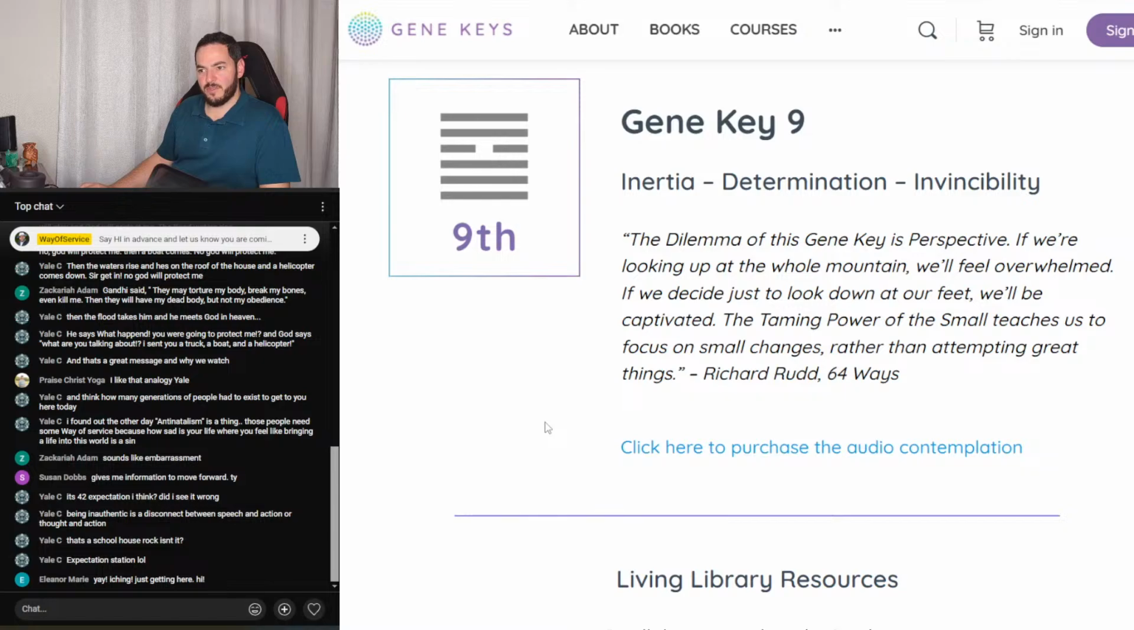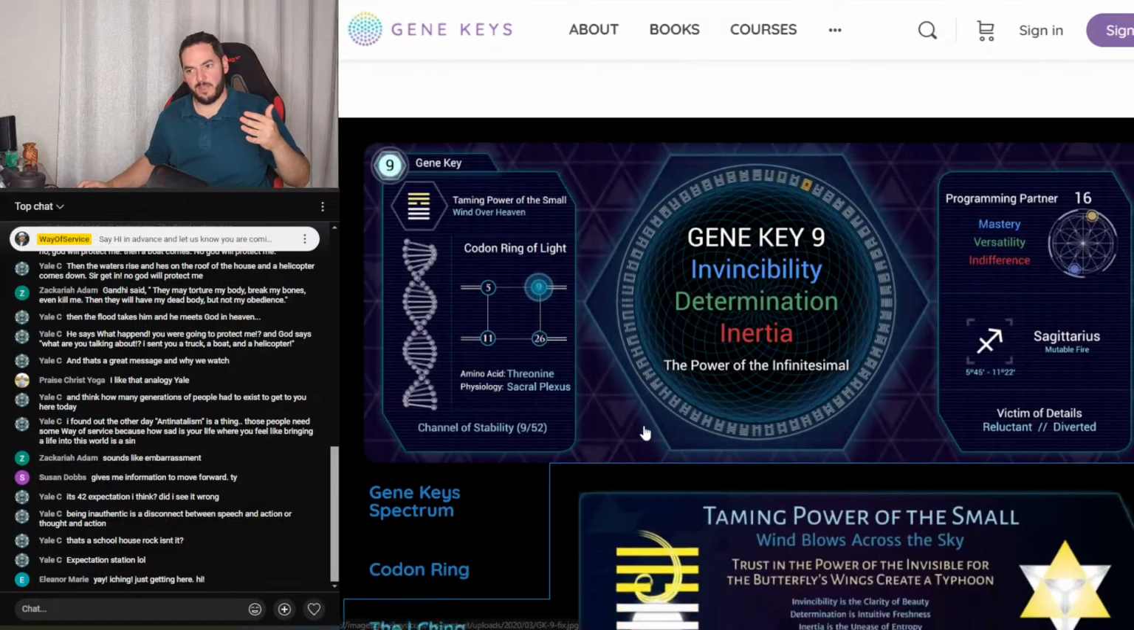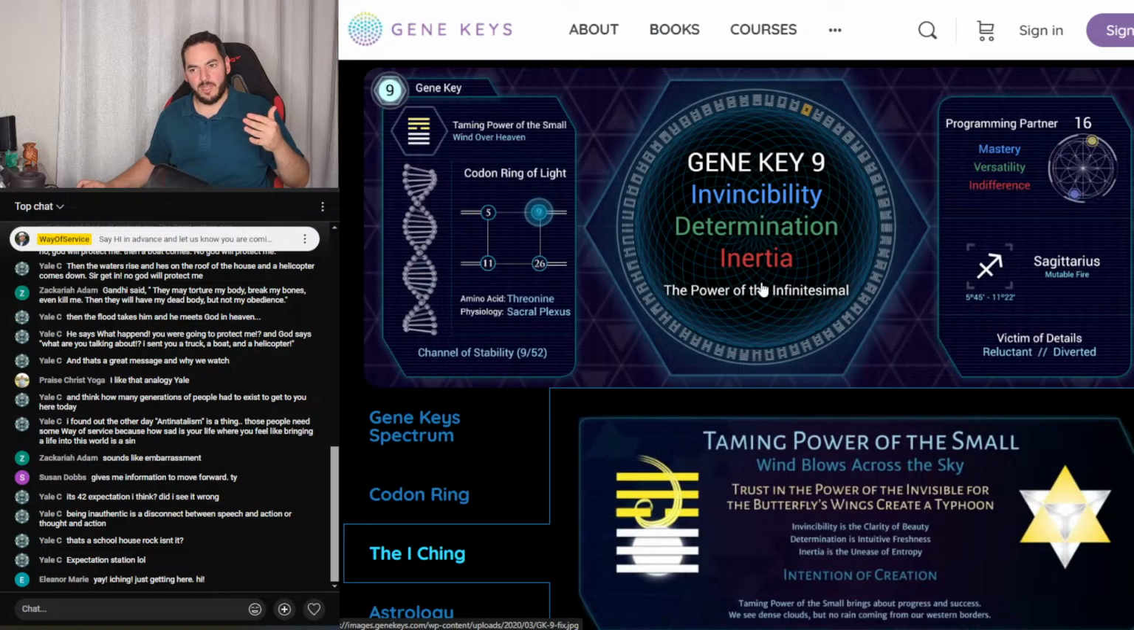The taming power of the small teaches us to focus on small changes rather than attempting great things. The taming power of the small, that is the I Ching perspective on this. So he's interpreting this, the taming power of the small, as the journey of 1,000 miles begins with the steps underneath your feet right now. Any big project, so that's a great way of looking at it. Any big project, you look at how difficult it is to get this done. It's like trying to move a mountain. No, it's like taking the next step. That is the determination factor. So that was a good one. I enjoyed that one.